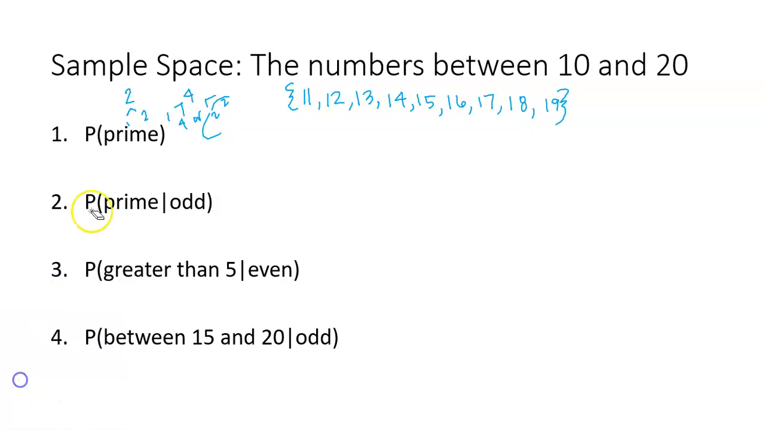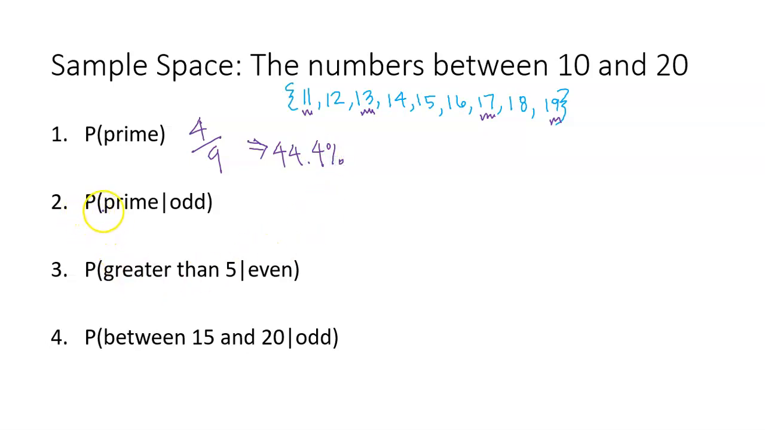So the prime numbers here between 10 and 20 are 11, 13, 17, and 19. So we have 4 prime numbers out of 1, 2, 3, 4, 5, 6, 7, 8, 9. So 4 out of 9. Quickly turning that into a percentage, it would be 44.4%.